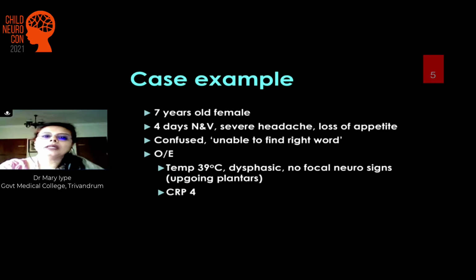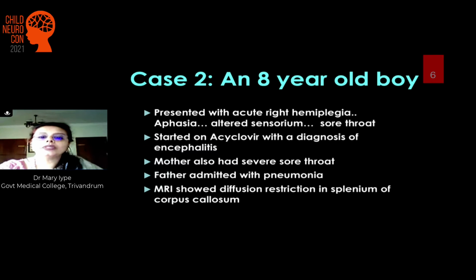And now, an 8-year-old boy presented with acute right hemiplegia, aphasia, and altered sensorium with a sore throat. He was started on acyclovir with a diagnosis of encephalitis. The mother also, incidentally, had severe sore throat, and the father was admitted with pneumonia. The diagnosis was evident when the MRI came with a diffusion restriction of the splenium of the corpus callosum, which is described in H1N1 encephalitis. Both the parents also had severe respiratory infection, which clinched the diagnosis and led to stopping of acyclovir, and oseltamivir made the child better.